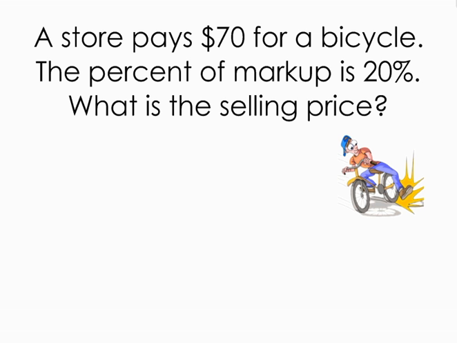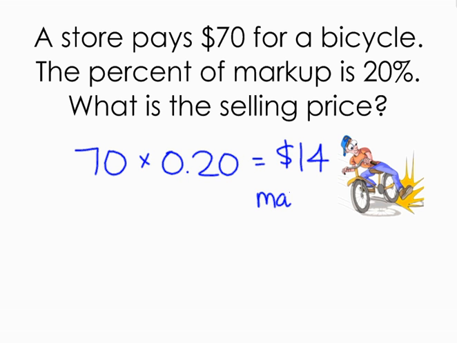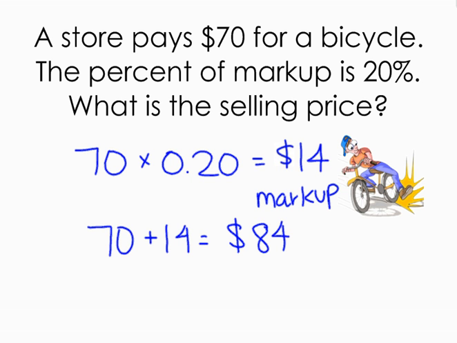Okay, next, same idea, except we're going to be doing a markup. So I will still start with finding 20% of $70. So multiply 2/10 or 20 hundredths by 70. That's going to give me a $14 markup. And then instead of subtracting my markup off, I would just add it. So $70 plus $14 gives me a selling price of $84.